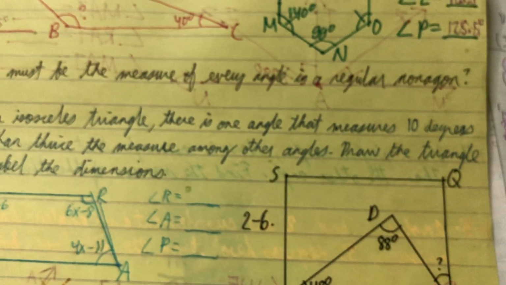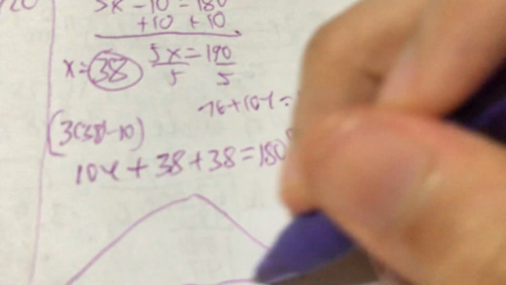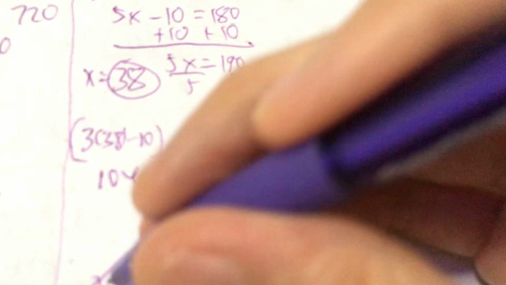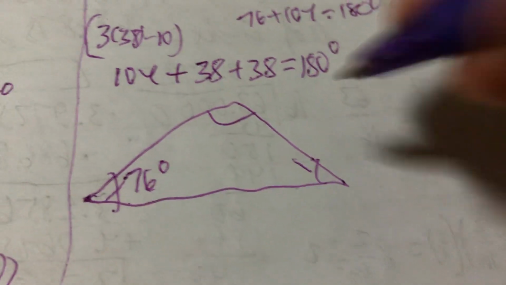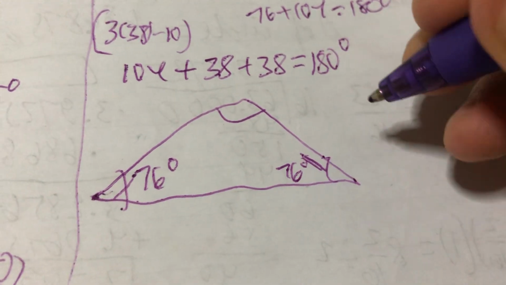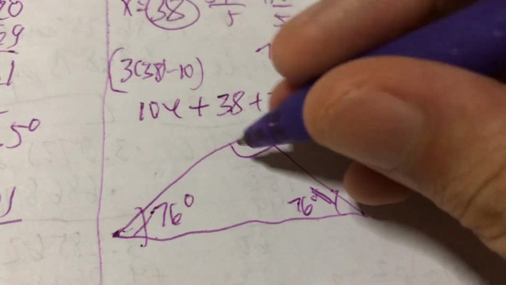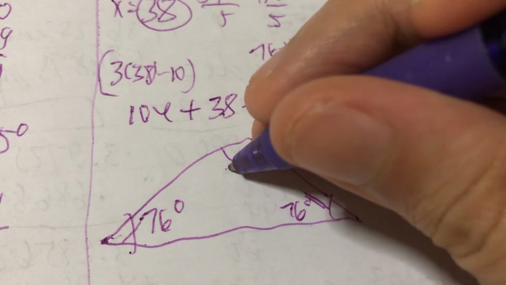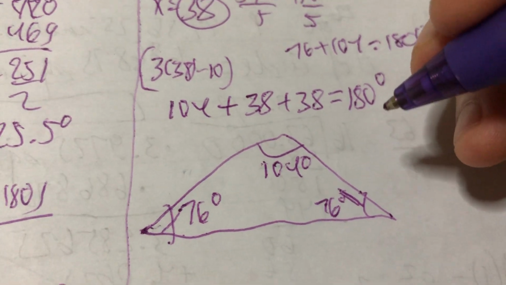But it says, draw the triangle and label the dimensions. So ganito kasi yung mangyayari. Diba remember, we have this triangle here, right? This is the isosceles triangle. We know that both base angles here should measure 76 degrees. This angle and this angle. Then the remaining angle, which you see up here, should measure 104 degrees. And that's our answer. All right?